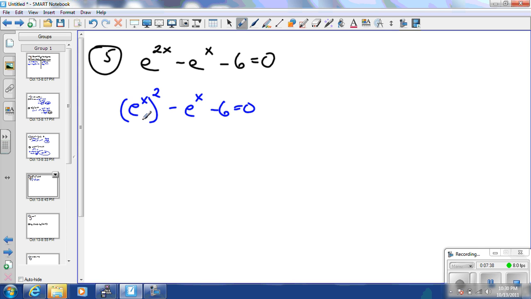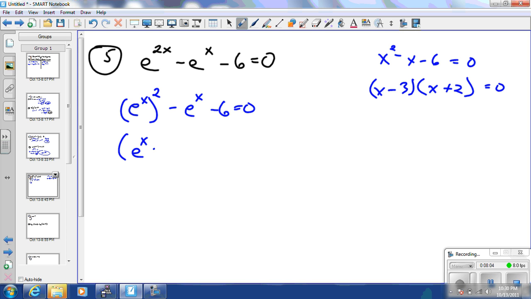We're going to try and factor this. Just imagine this says x squared minus x minus 6. Well, if it said x squared minus x minus 6 is 0, we would be able to factor this as x minus 3 and x plus 2. So over here, this is going to factor as e to the x minus 3 and e to the x plus 2. Double check the FOIL. Make sure it does take you right back to where you were here.